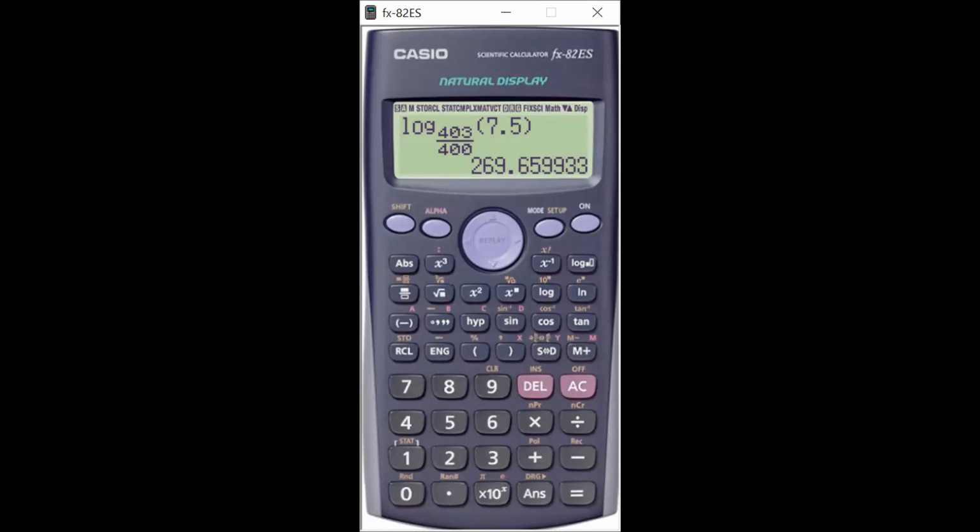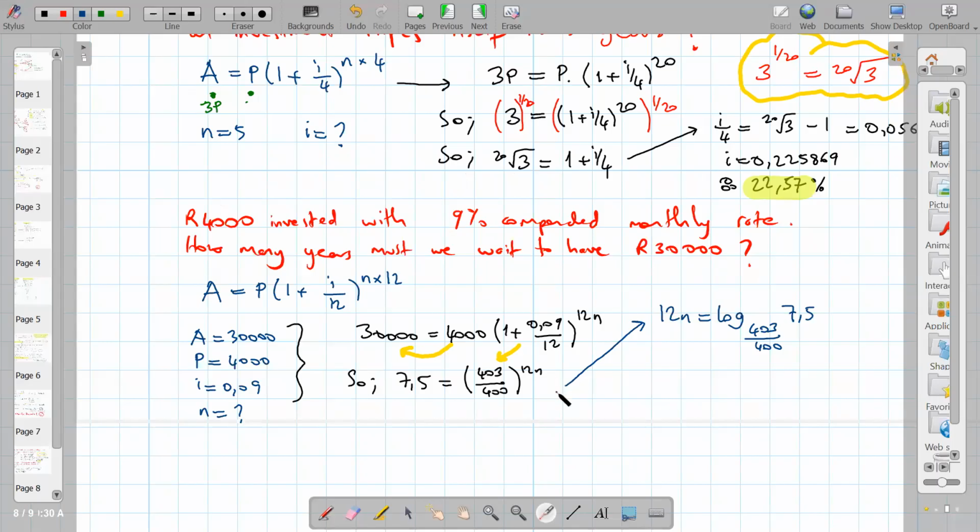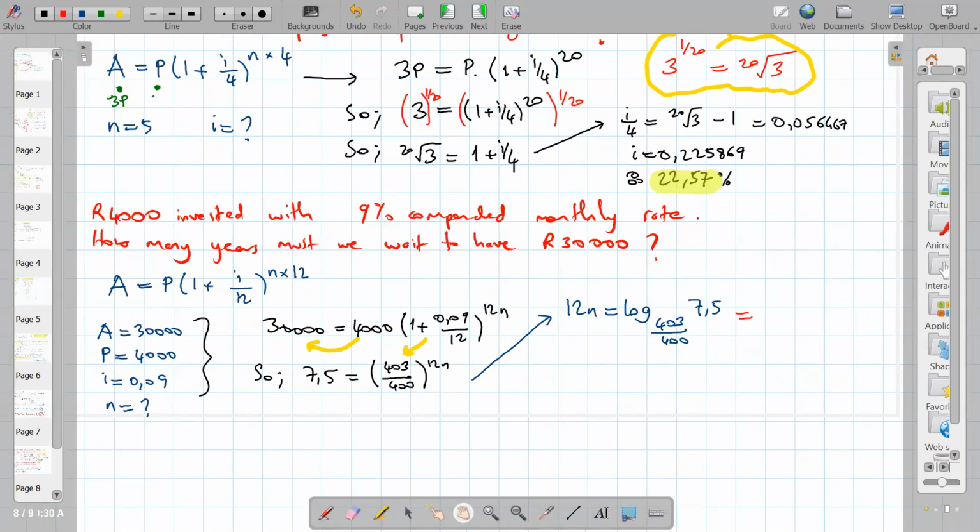269 over 66. Okay, let's write it. 269 over 66. Yeah. So that's 12n. We must divide by 12, remember. So that's equal to 269.66. So what is n if you divide it by 12?